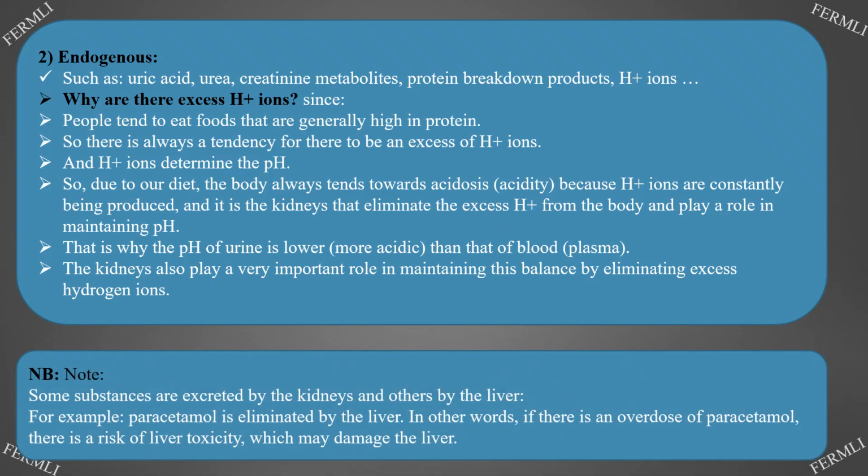NB, note, some substances are excreted by the kidneys and others by the liver. For example, paracetamol is eliminated by the liver. In other words, if there is an overdose of paracetamol, there is a risk of liver toxicity, which may damage the liver. The role of purification is vital.